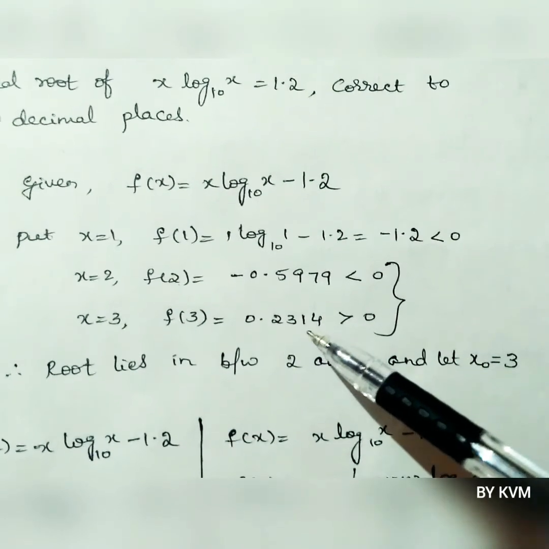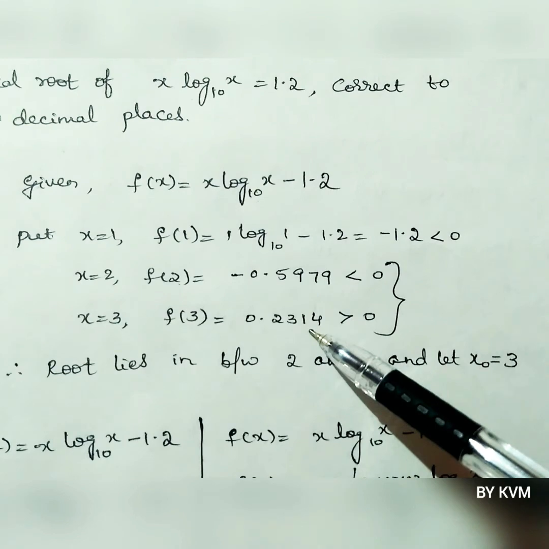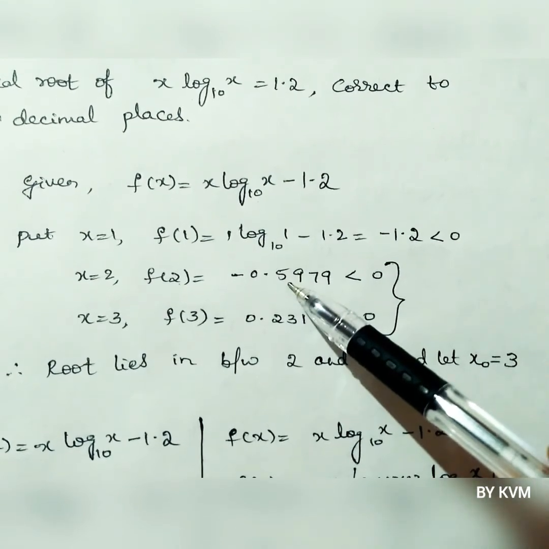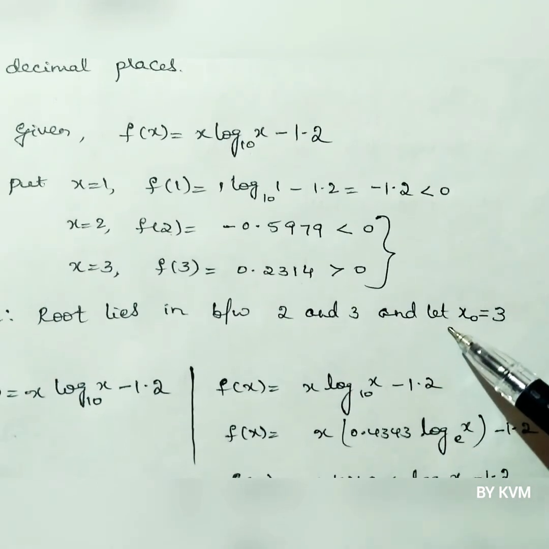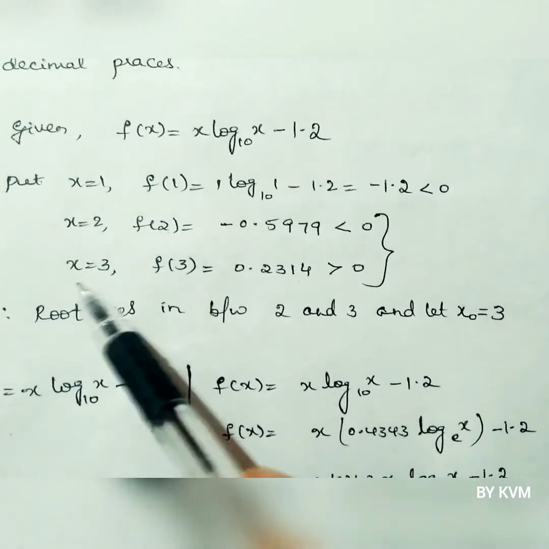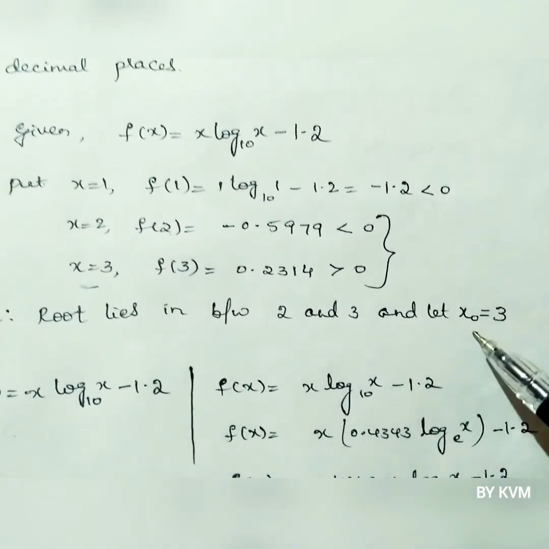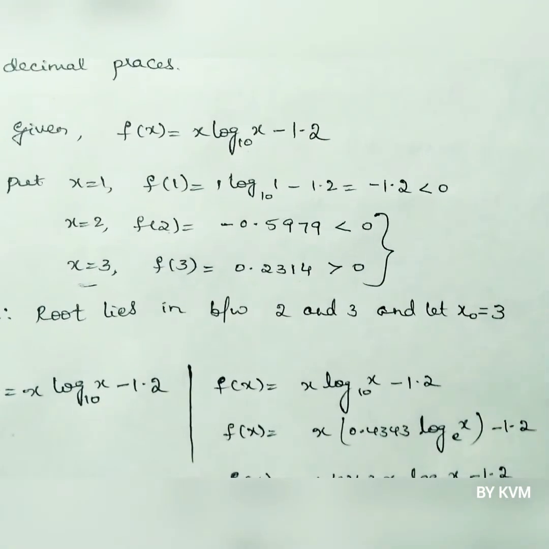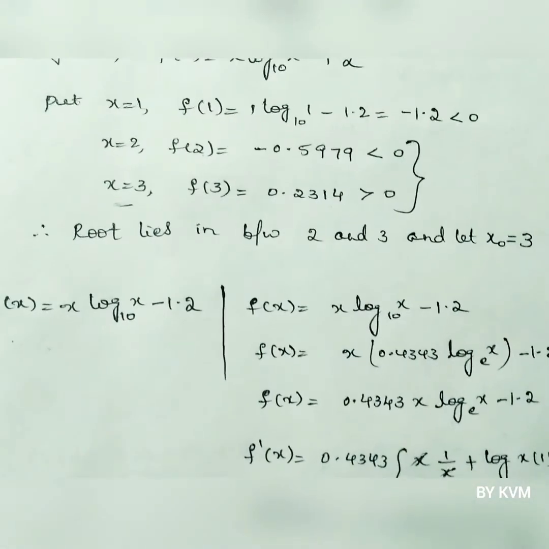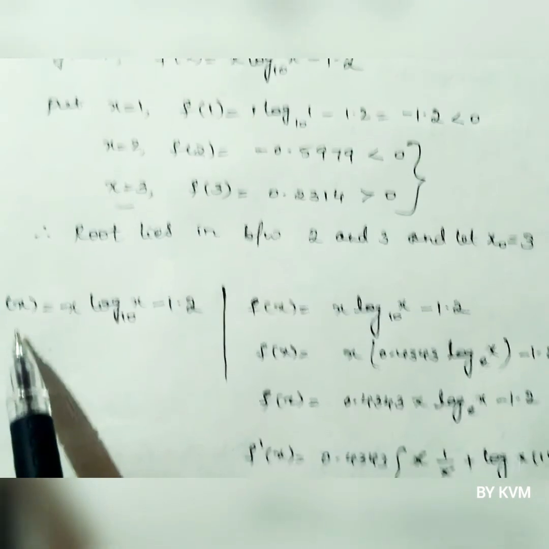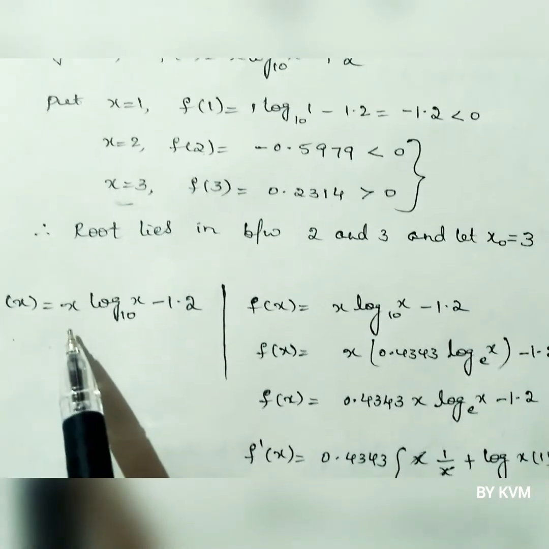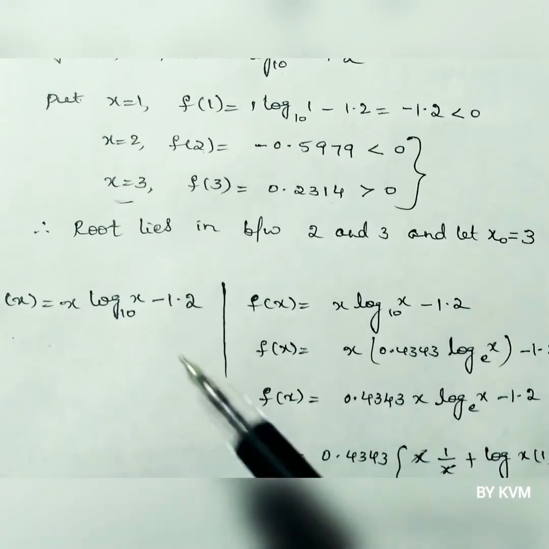0.2314, this value is nearer to 0 when compared to minus 0.5979. So take x naught equals 3. Let us start the iteration process by taking x naught equals 3. Before starting the iteration process, we have to find f dash of x. So f of x equals x into log x to the base 10 minus 1.2.